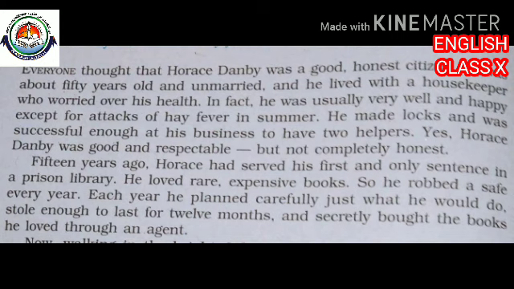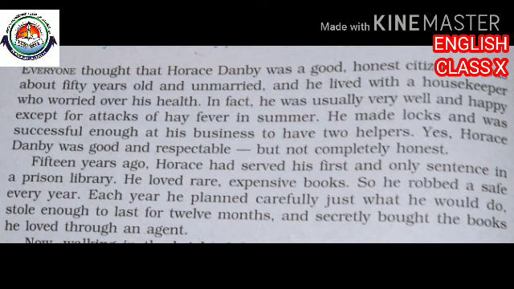We're going to see the story of Horace Danby. He was a good, honest citizen for the other people who lived around him. He was about 50 years old and he was unmarried. He was living with a housekeeper. The housekeeper was always worried about his health, but he was healthy and happy. The only thing which troubled him was the hay fever which comes in summer. His business was to make locks and he had two helpers also. He was a respectable person in society, but at the same time he was not completely honest, not trustworthy.